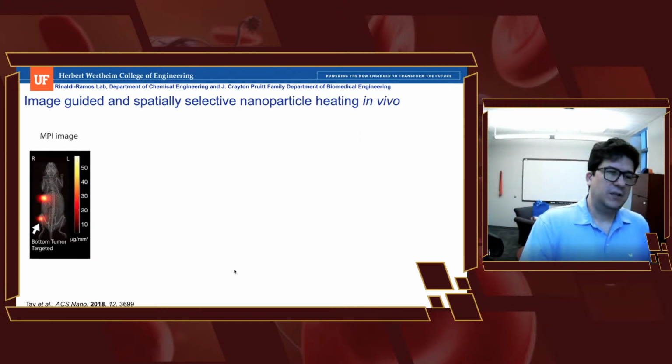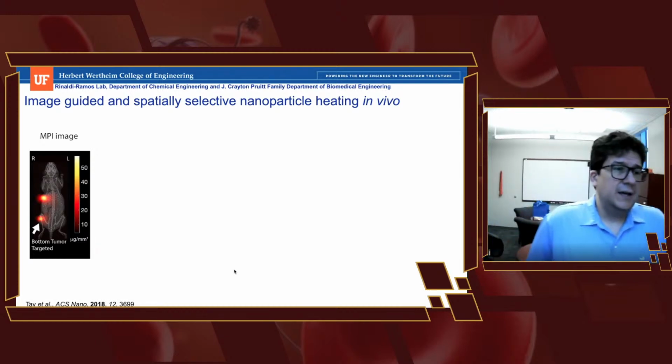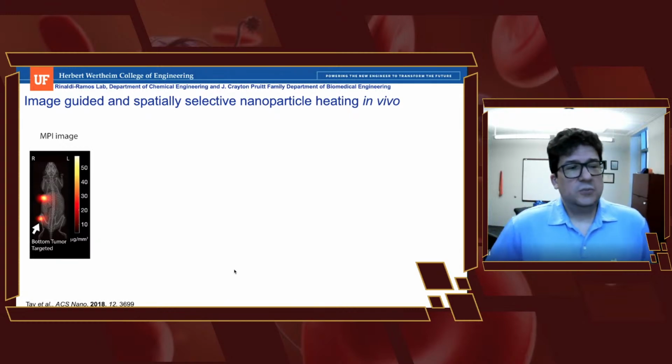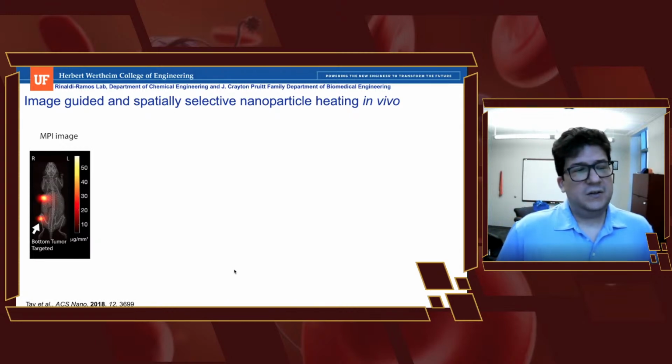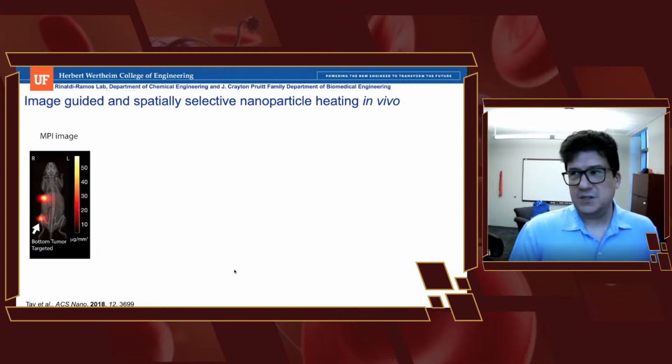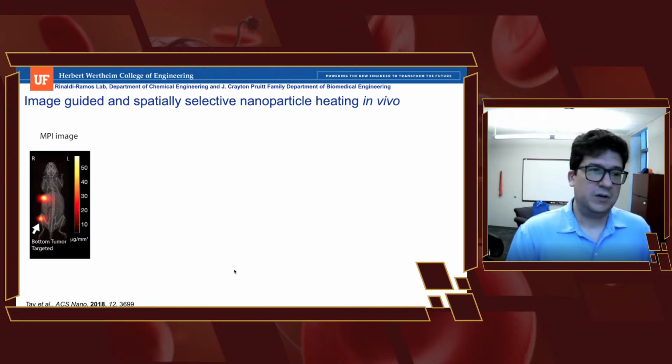Okay, and so what we did with Ziwei and Steve Connolly is demonstrate this. Ziwei built the hardware using old scanners that were available at Berkeley. And he demonstrated that we can, for example, in a mouse, in this case, the mouse had two tumors. The two tumors were injected with particles, and only the bottom tumor was going to be treated. Here's an imaging scan. During the imaging scans, the alternating magnetic field amplitude and frequency is low, and so it's not sufficient to cause any particle heating.